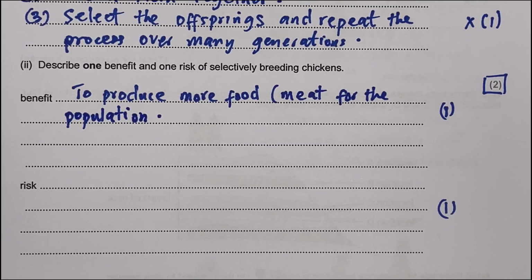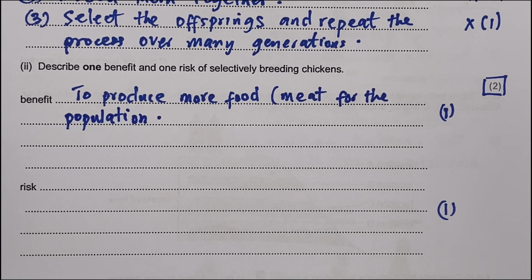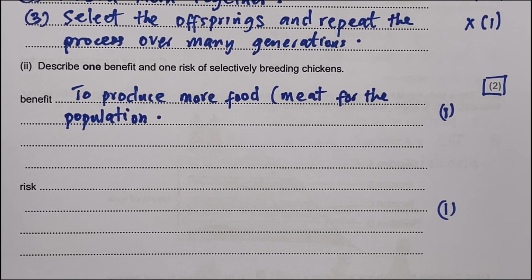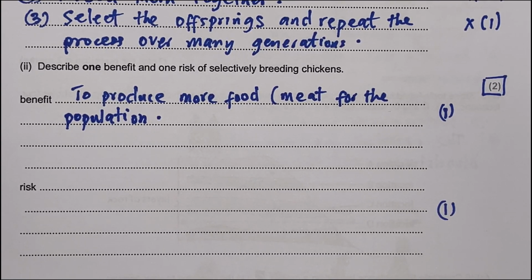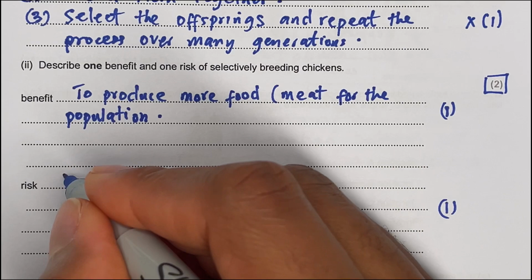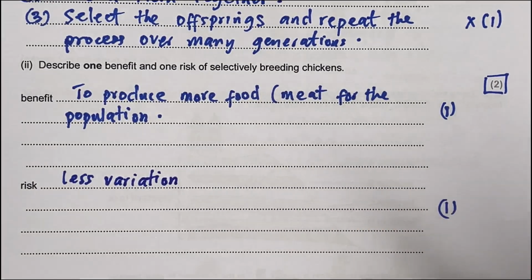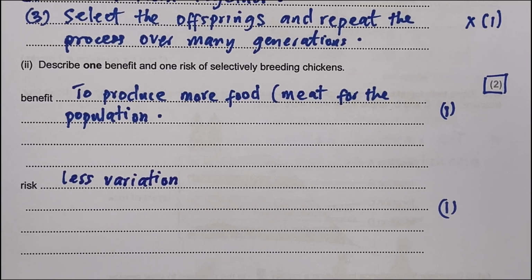Now, what would be the risk of selective breeding? If I'm just producing large chickens, that would mean that the smaller or medium-sized chickens would be less. So there's more large ones, there's less small ones. So what does that mean? That would mean there is less variation. Or I can write loss of useful gene.